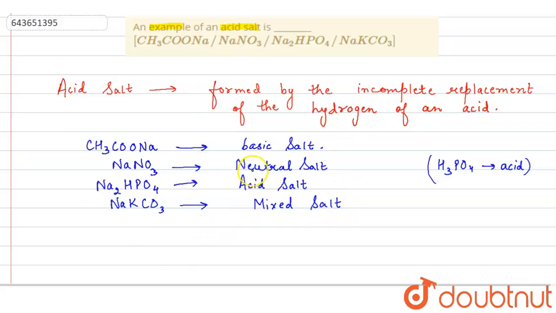So from the given options, the acid salt is Na2HPO4. So the answer of this question will be Na2HPO4. Therefore, the answer is Na2HPO4, that is disodium hydrogen phosphate.